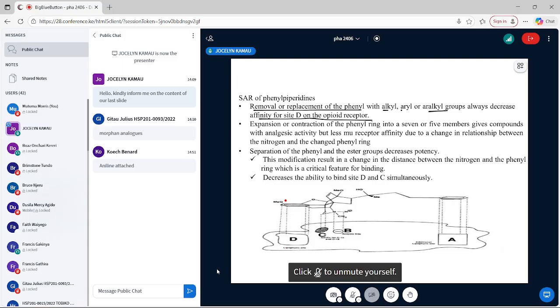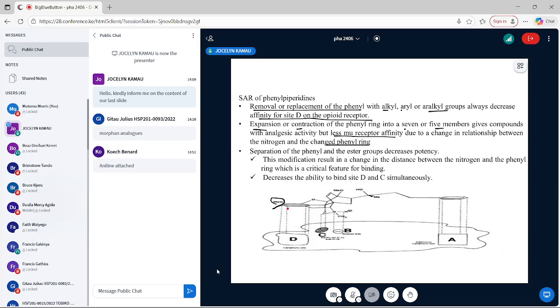The small hydroxyl group or methoxy group interacts with another portion within the D site. So we are therefore saying we must have the phenyl ring, and that is why all these compounds have that phenyl ring. Even if there is expansion or contraction of the phenyl ring into a 7 or 5-membered ring, it gives compounds analgesic activity, but less mu receptor affinity due to a change in the relationship between the nitrogen and the phenyl ring.